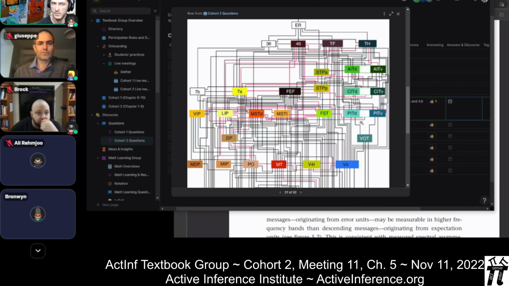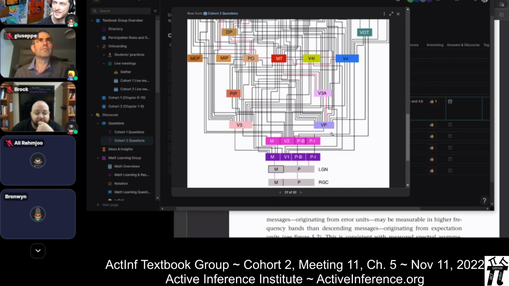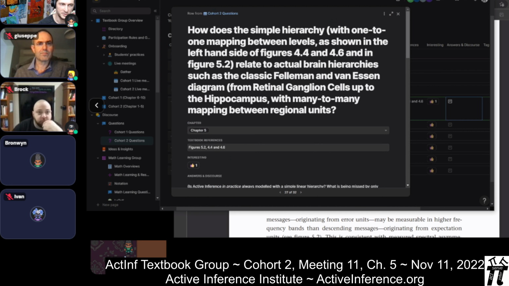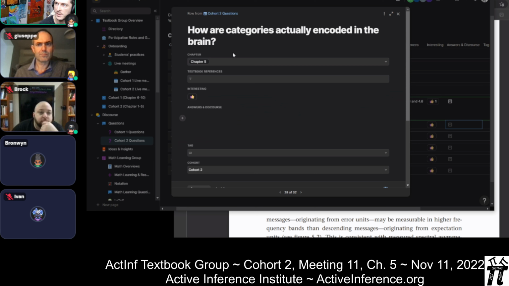And they've done work in silico, in vitro, neurons, and in vivo animals, it seems like. So, funny, there's FEF, free energy functional, but it's definitely not that. And there's been other discussions of just structural versus effective and functional connectivity in the brain. All right, so how are categories actually encoded in the brain?